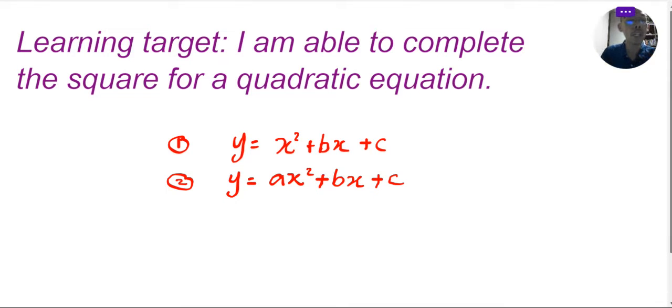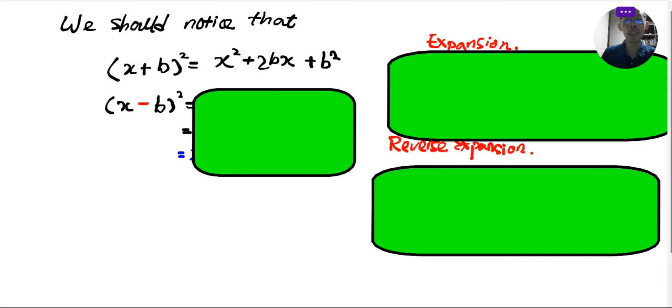My name is Ming. Today we're going to look at this particular learning target: I'm able to complete the square for a quadratic equation. In here, we will focus on how to do the first equation, y equal to x squared plus bx plus c, where a in this case is assumed to be 1. Next video, we're going to look at when the coefficient of x squared is some real number a instead of just being 1. Okay, let us get started.